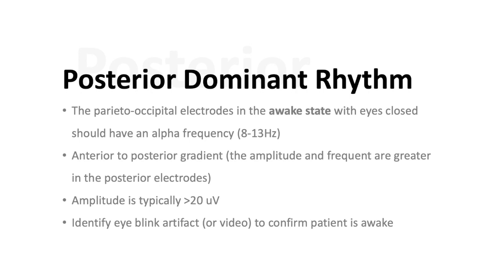Note that in a minority of patients, you may not see a posterior dominant rhythm or an alpha rhythm. This can be a normal variant. About 10% of adult patients may not demonstrate an alpha rhythm that's easily identifiable. This was shown in studies by Gibbs and Adams. You can identify eye blink artifact to confirm a patient is awake as well. Note that sometimes people use the term alpha rhythm interchangeably with posterior dominant rhythm.